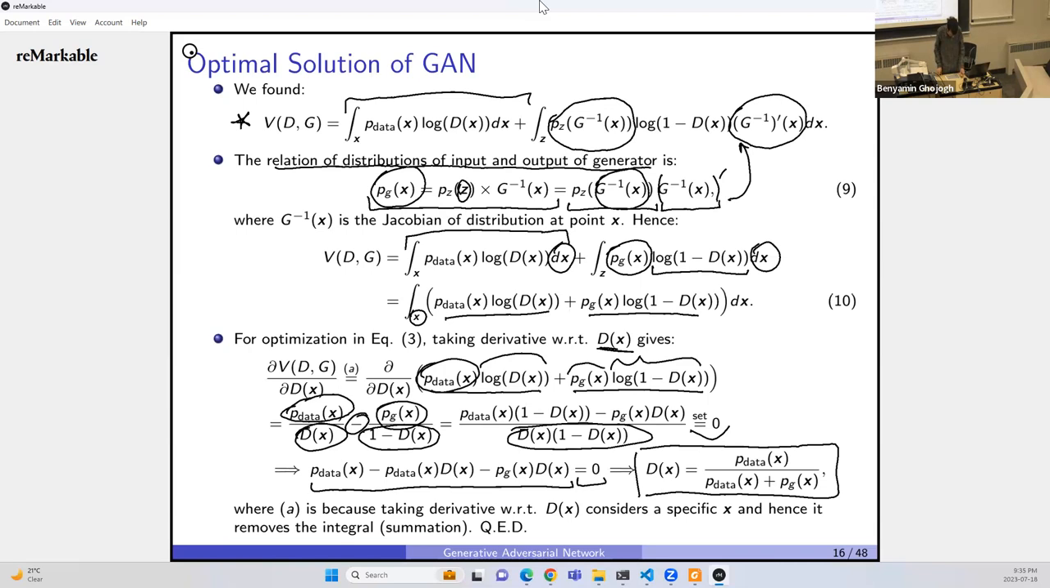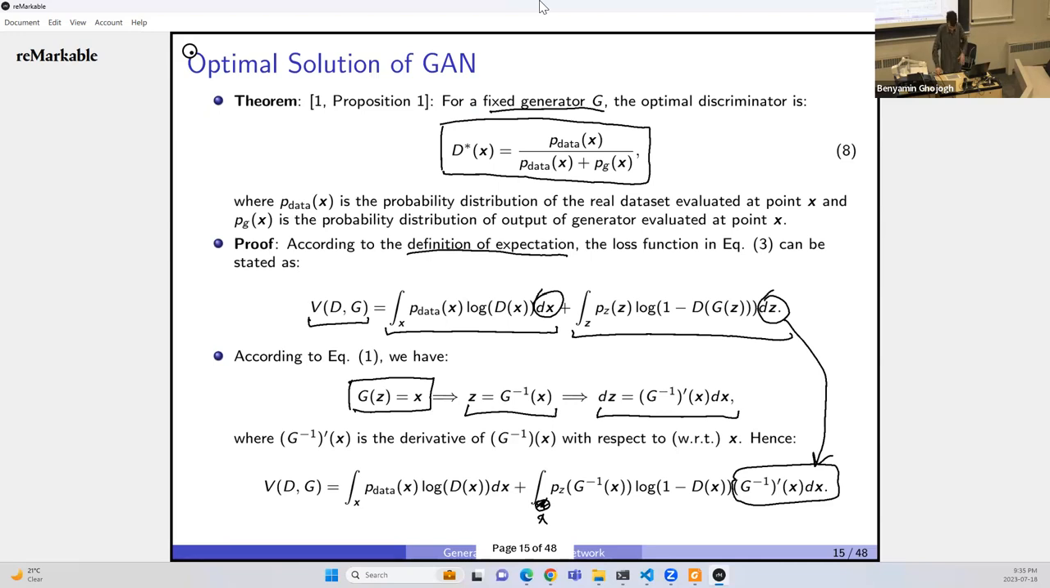But does it make sense? Can you tell me, does it make sense? We saw the proof, but does this equation 8 make sense? Yes, why? Because when we have a perfect G, assume the G which was assumed to be fixed is perfect, then P of G becomes equal to P of data. Probability of generated points becomes probability of data. If you replace P of G here with P of data, what happens? D star becomes P of data over P of data plus P of data. Becomes half.